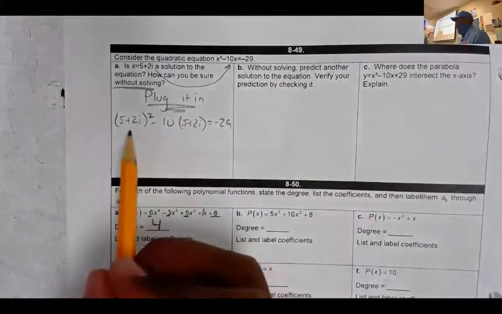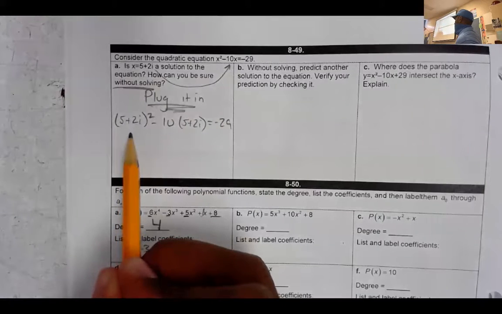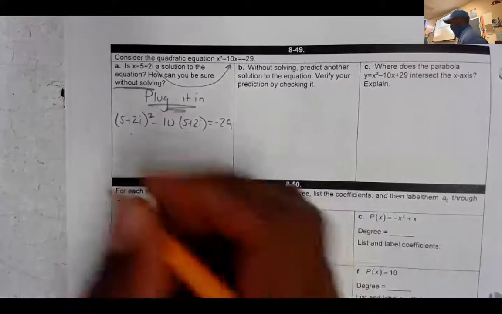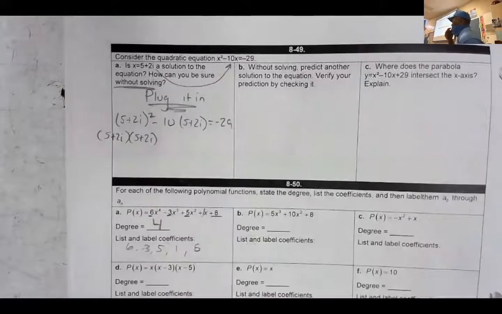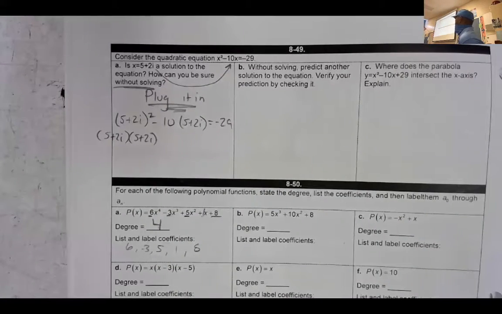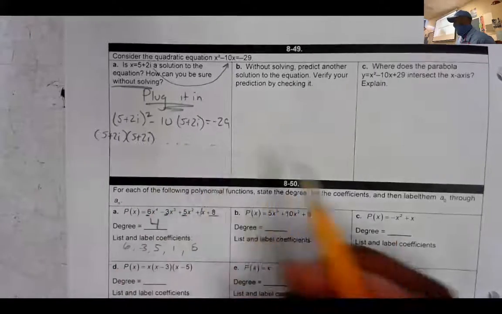Now, if you guys remember, we were multiplying imaginary numbers the other day. Okay, so this is the same thing as 5 plus 2y times 5 plus 2y. So you're going to have to multiply with the box and figure out if it ends up equaling 20. Okay, so I'll let you guys finish the rest of that.